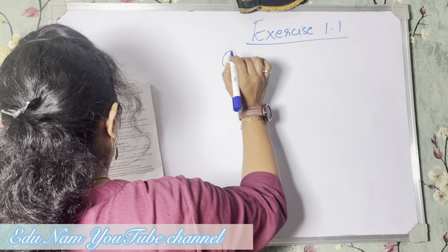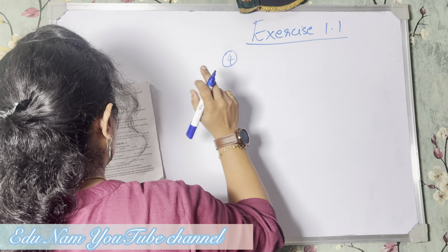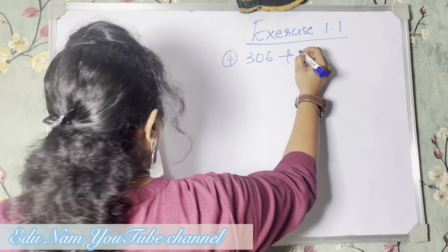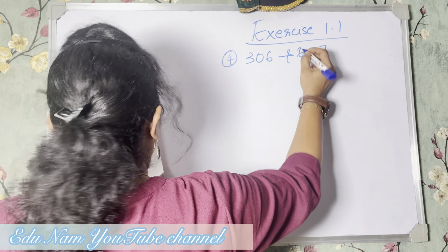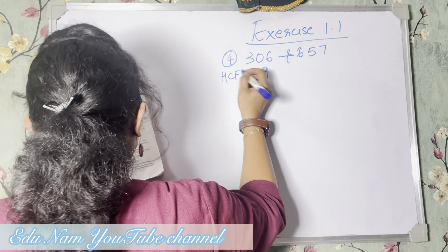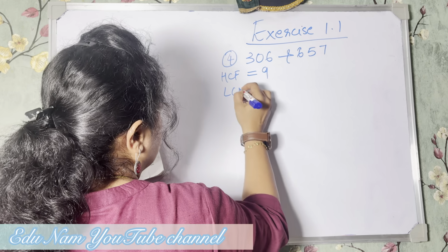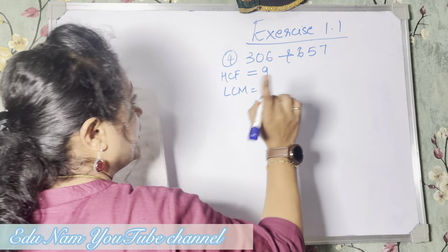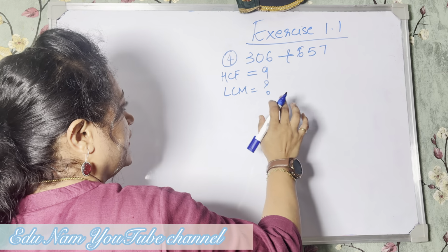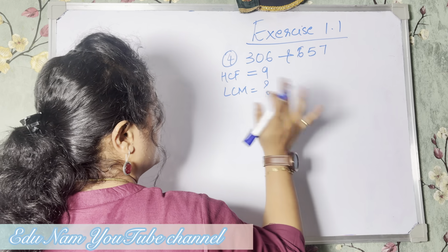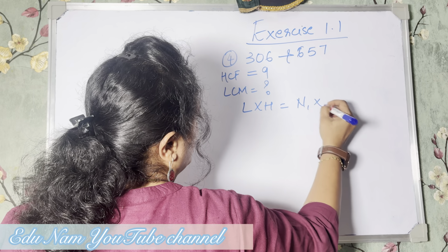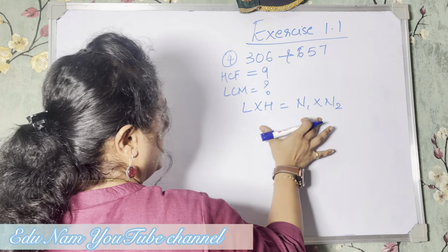Fourth problem, they have told, given that the numbers are 306 and 657. The HCF of these two is given to be 9. They have already given the HCF. They are telling you to find the LCM without doing the prime factorization. Whatever method we use now, we should not do that. Without doing that, you should find the LCM. So how do we do it? LCM into HCF is the product of two numbers. Using this formula, we can do it.